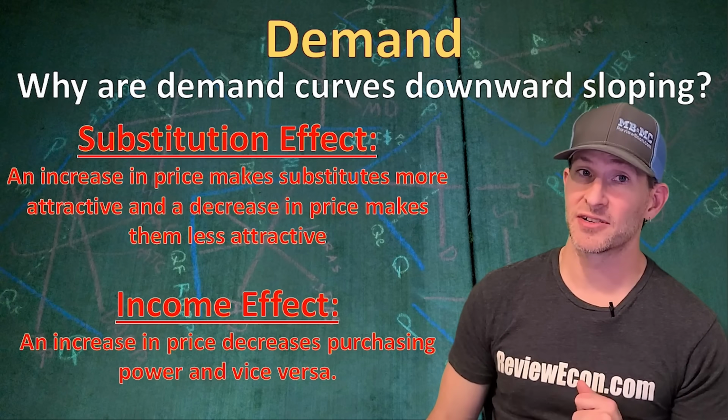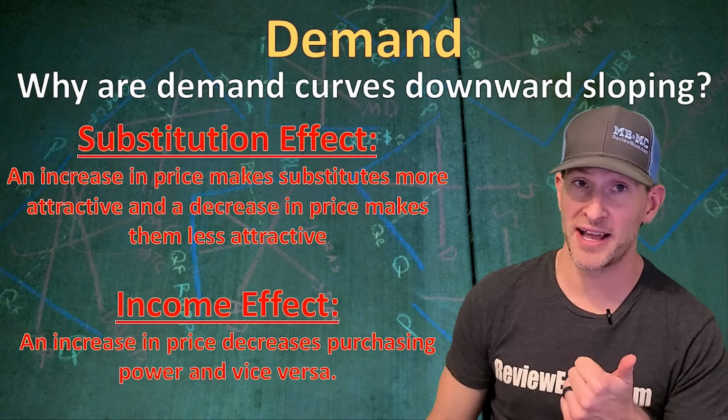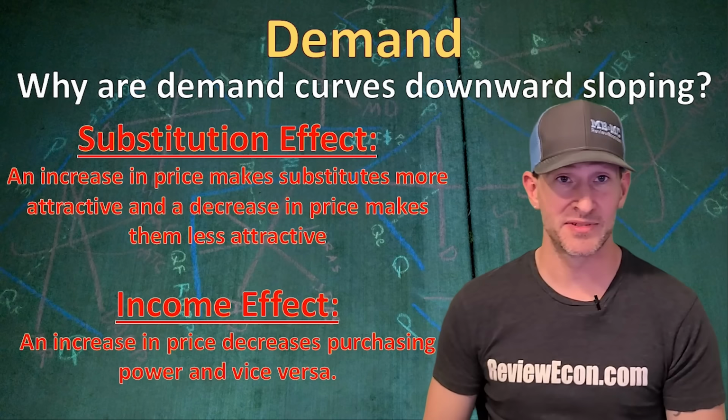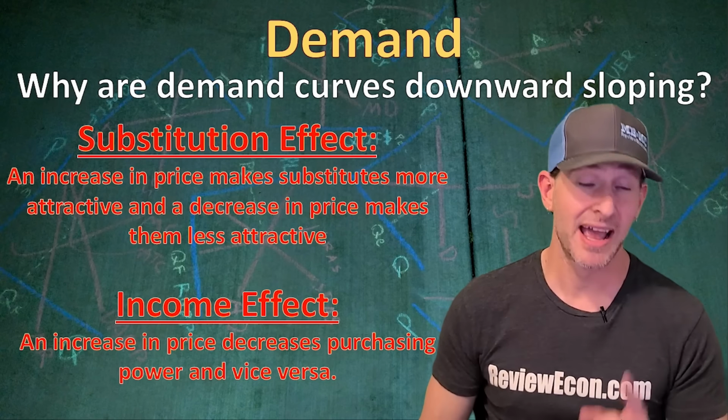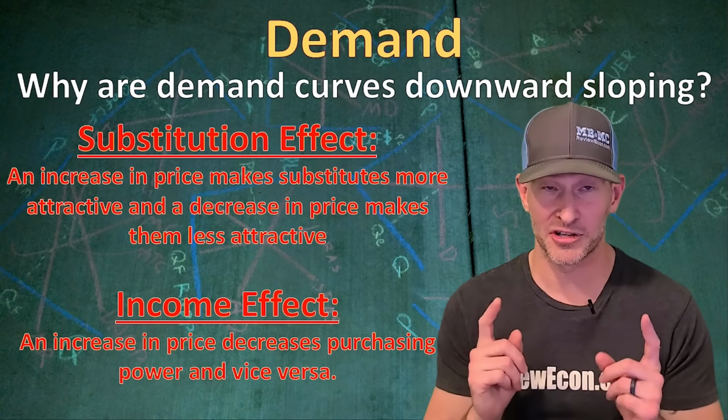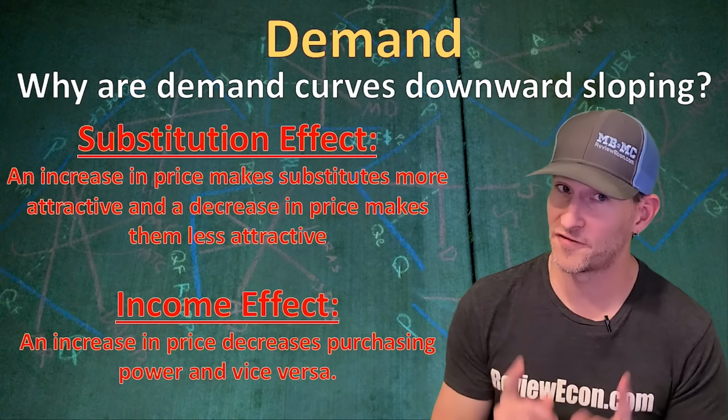The reason demand curves are downward sloping is because of the substitution effect, that tells us that as prices increase, consumers will buy other items instead. Those are the substitutes. And the income effect. As prices rise, your income has less purchasing power, so you can afford fewer units.